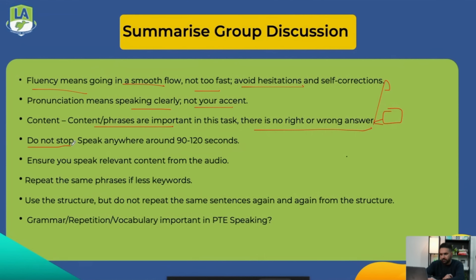You don't have to stop even if you have fewer ideas. You have to speak around 90 seconds. Make sure you speak relevant content from the audio. It's not that you're just making something up by yourself. If you have fewer phrases or content or keywords, you can repeat the same phrases.